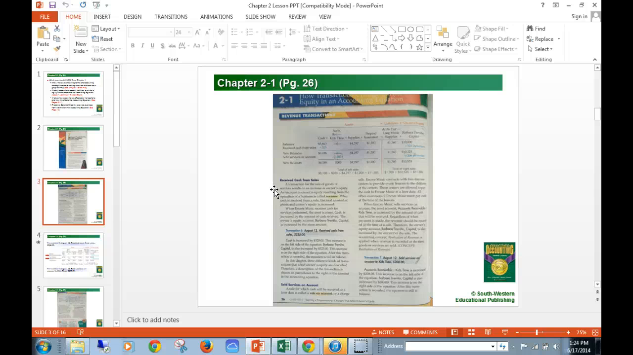We're going to increase our owner's equity. We're also going to increase our cash. And as you see here in this first transaction, that's what we're going to do. We're going to plus our cash. We're going to plus our owner's equity. That's revenue, what our business is worth.